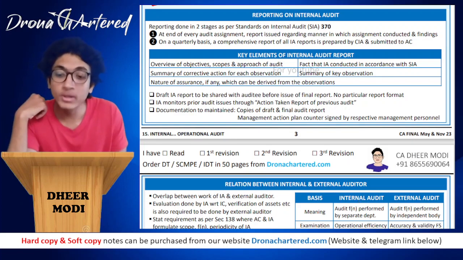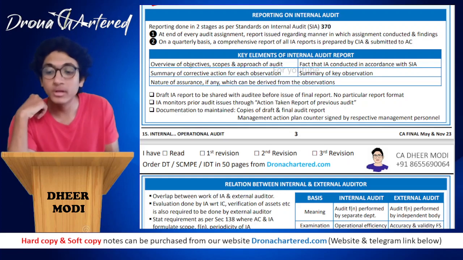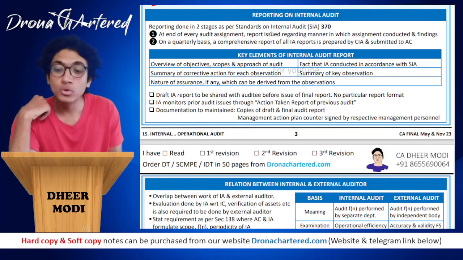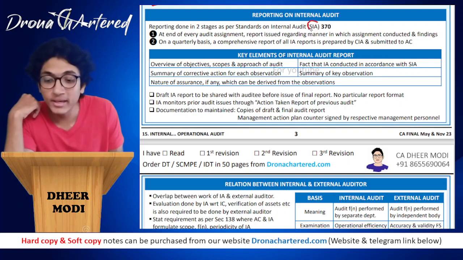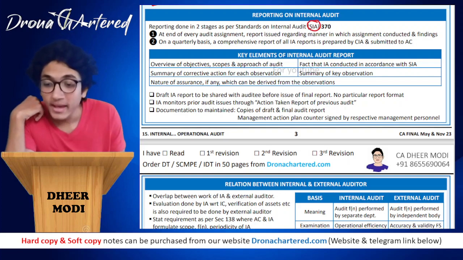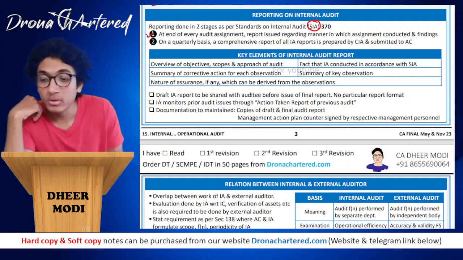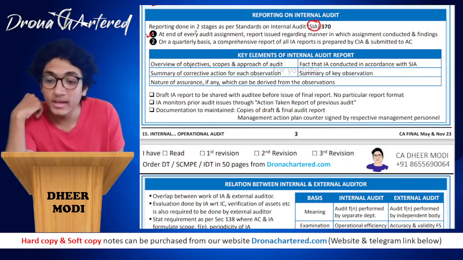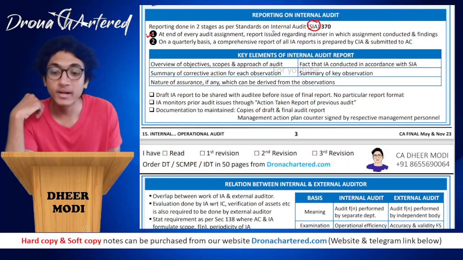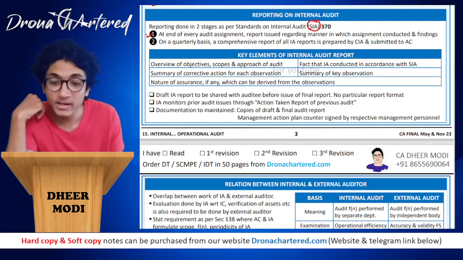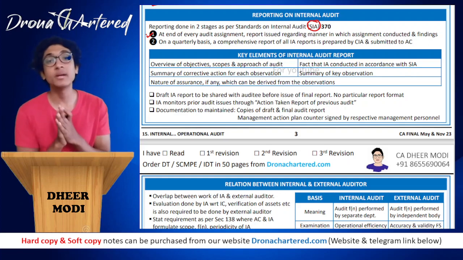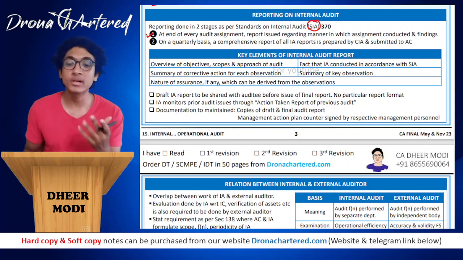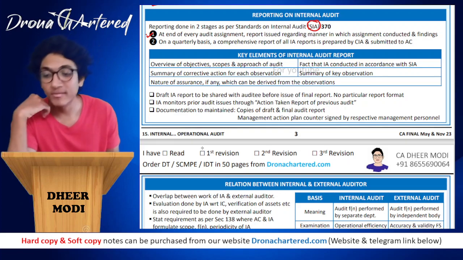Okay, next is reporting on internal audit. Reporting is done in two stages as per the Standards on Internal Audit, that is, SIA. First, at the end of every audit assignment, a report is issued regarding the manner in which the assignment was conducted and the findings, that is, in what manner the audit was conducted and what findings have come from it.